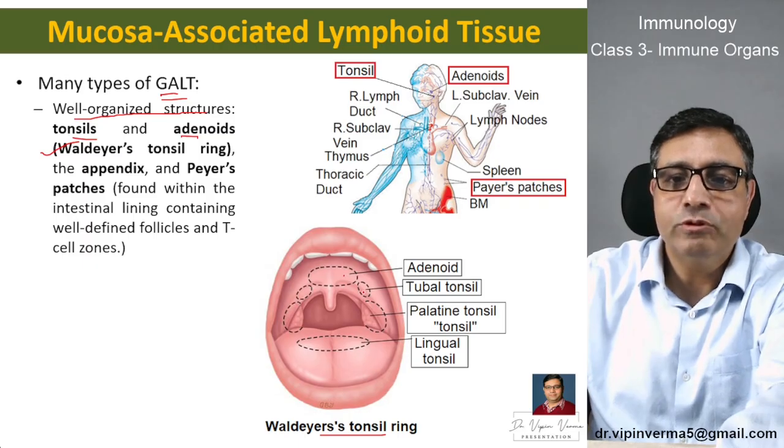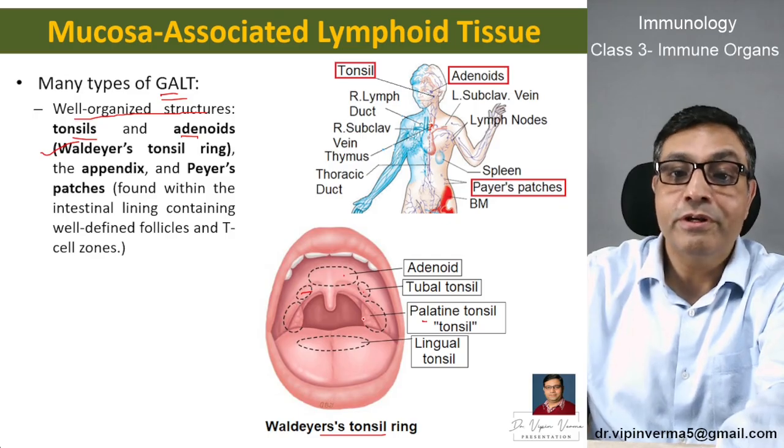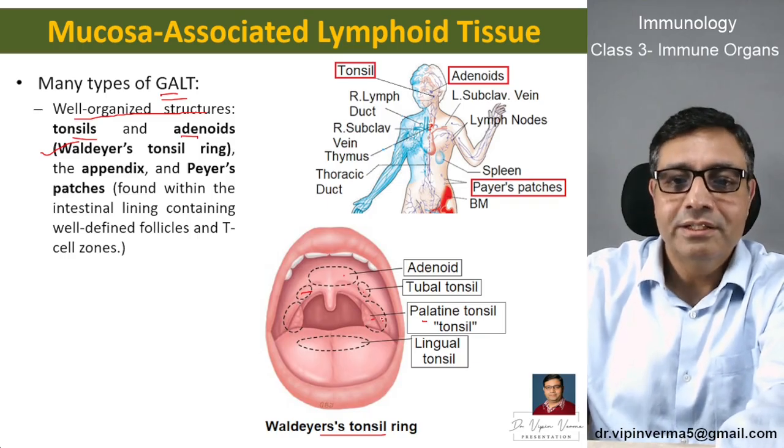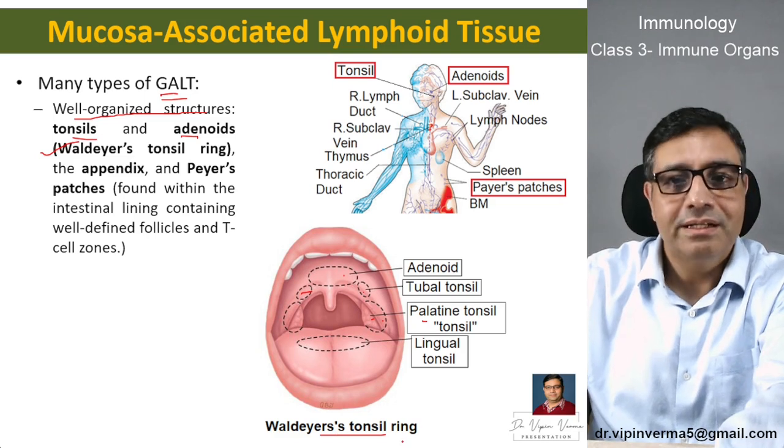Then we have the tubal tonsils on both sides. Then we have the palatine tonsils, or what we call the tonsil per se. It is the palatine tonsil, and it is also on both sides. And then on our tongue we have the lingual tonsil. So when we see, they form a ring-like structure, and this ring of tonsils is known as the Waldeyer's tonsillar ring.